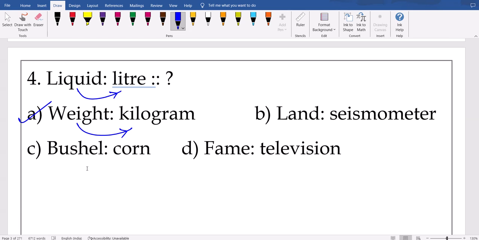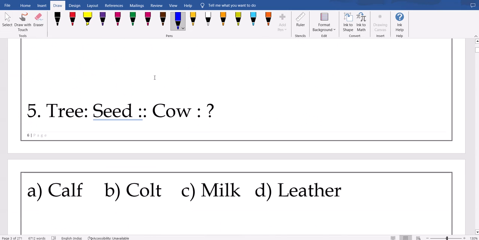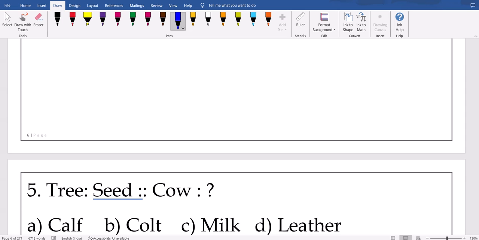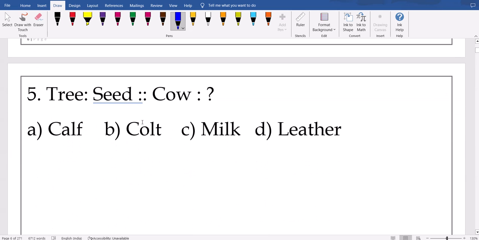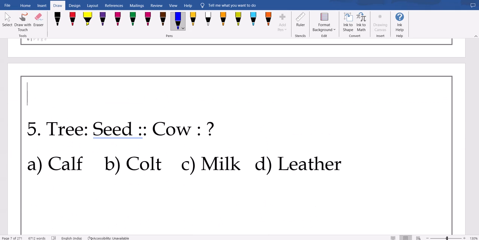Right? So statistics will be there. So don't take things easy. Read it once, twice. Okay. What about this one? Tree, seed. For cow, calf. Good. Next.